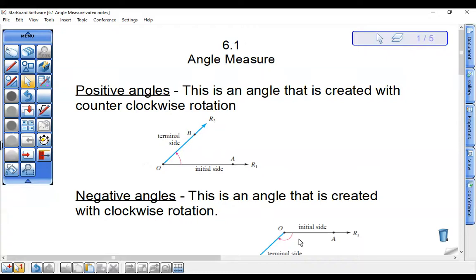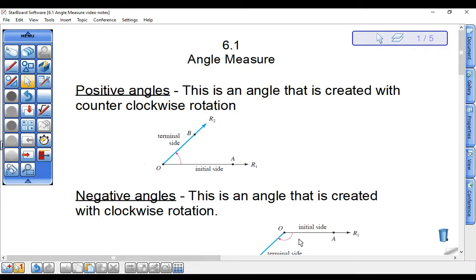Okay, these are your video notes for section 6.1 on measuring angles. So this is kind of your first formal introduction in your book to the idea of radians. Well, let's first start off by talking about what a positive angle is.